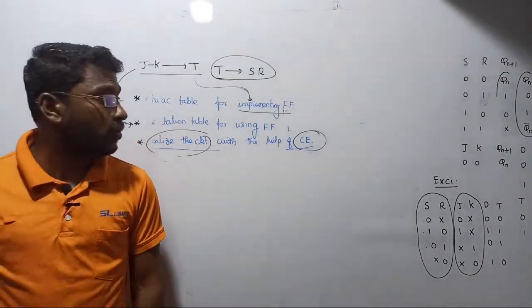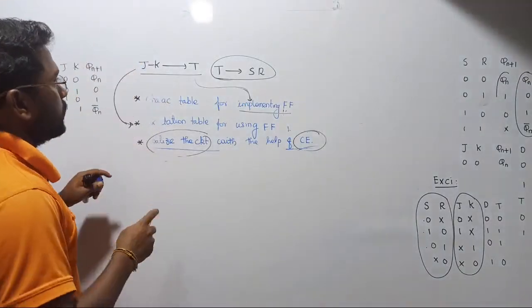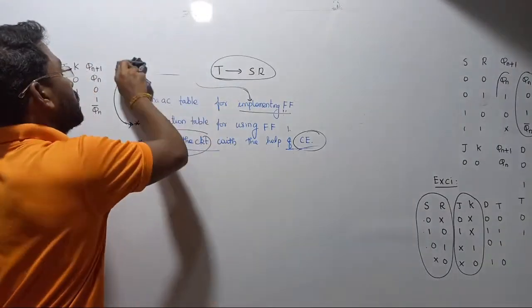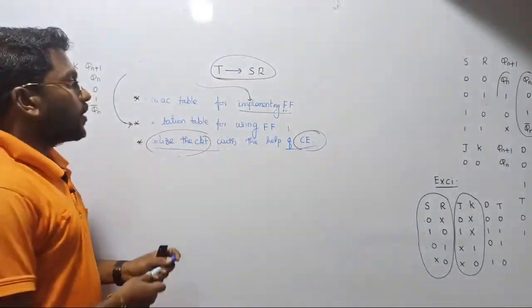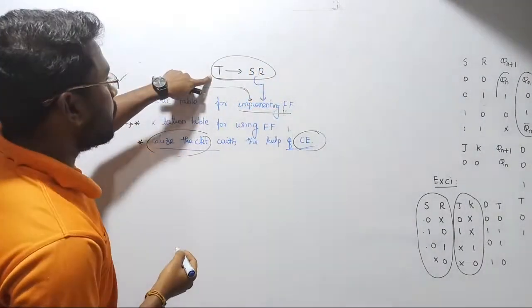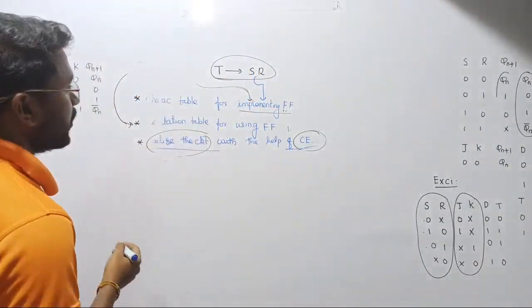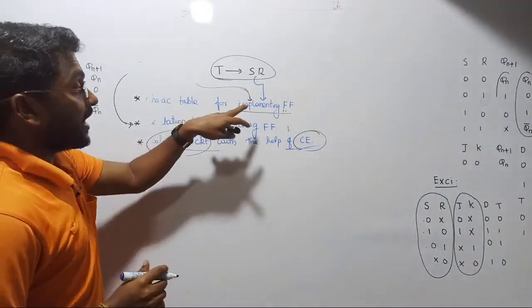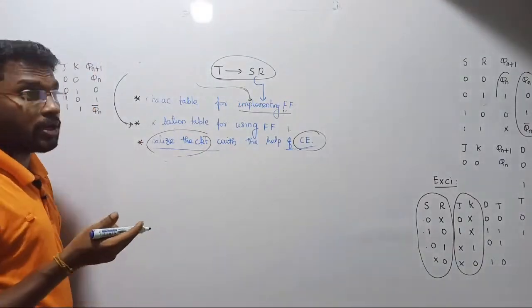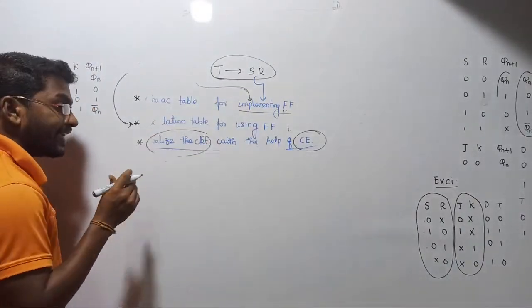Now let us rub this one. Let me remove this because we are going to design the implementation. SR flip-flop we are going to implement, whereas T flip-flop we are going to use, right? What is our first task? Writing the characteristic table for the flip-flop we are implementing. Which flip-flop are we going to implement? SR flip-flop. Let us write the characteristic table.